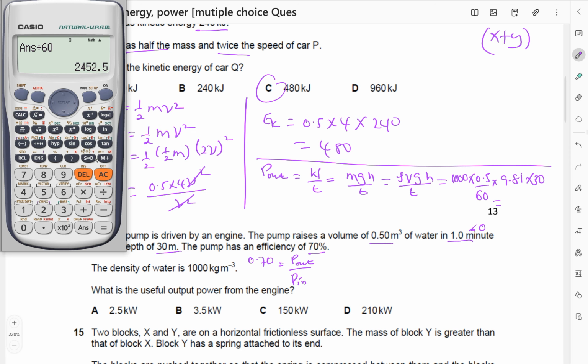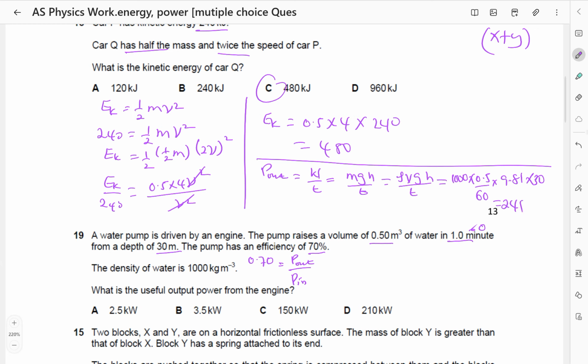So that gives me 2452.5 watts. That is the power output.